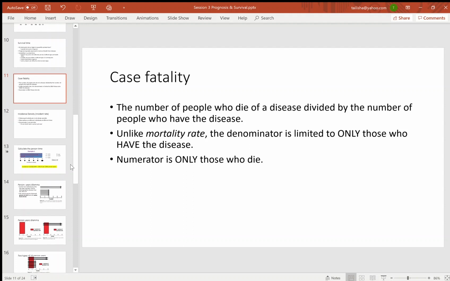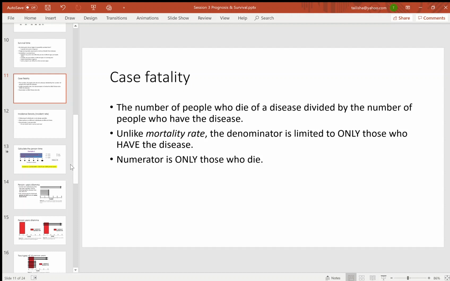So case fatality is another term that we covered last week. This is just a review for you. The number of people who die divided by the number of people who have that disease. If you remember attack rate, it was very similar, except that attack rate is what? Right? Attack rate is a morbidity measure, and case fatality is a mortality measure.